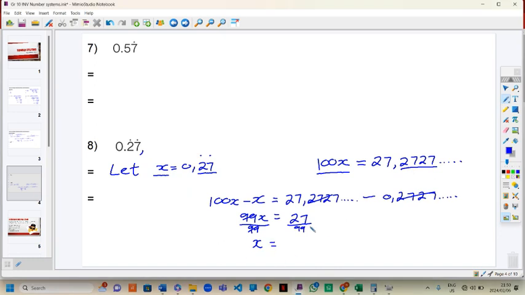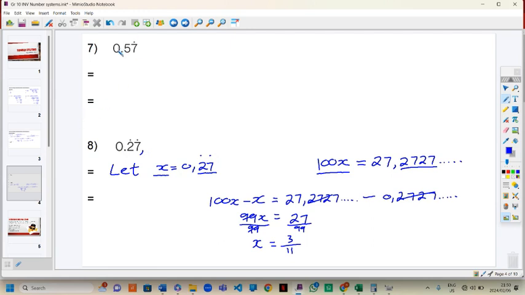Equal to, and 27 over 99 simplified is 3 over 11. If you put this in your calculator, you should get 0.27272727 recurring. Now let's try example 7 quickly.